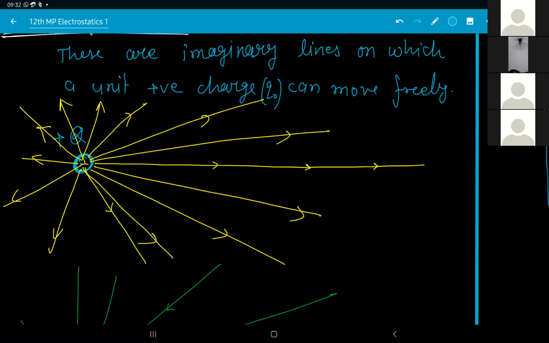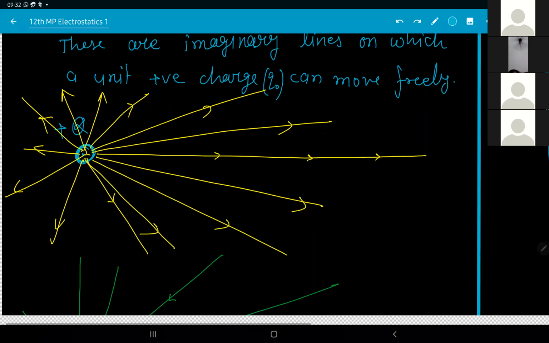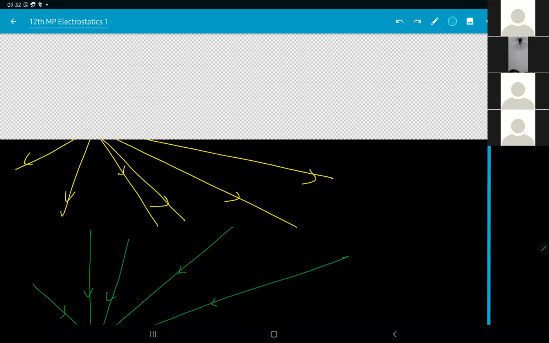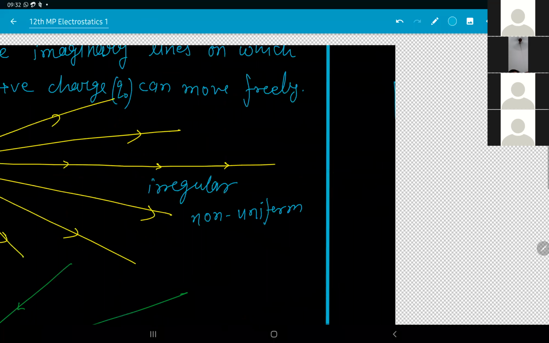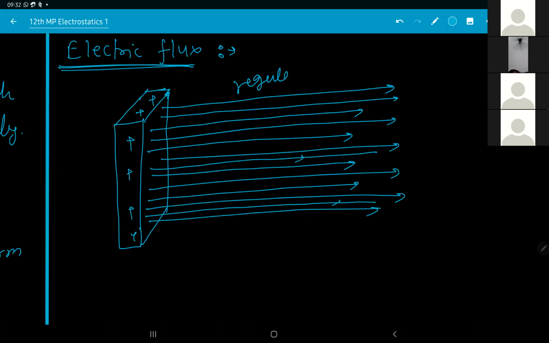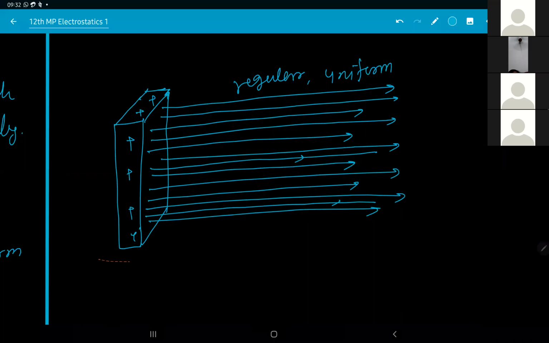Here the lines are diverging. Here the lines are converging. Okay. So this is called irregular or non-uniform electric field. And here it is regular or uniform electric field. Okay. So please keep in mind. I'm removing this.